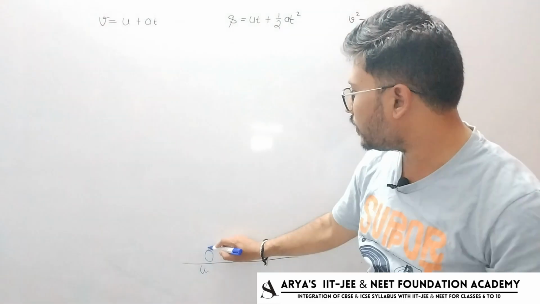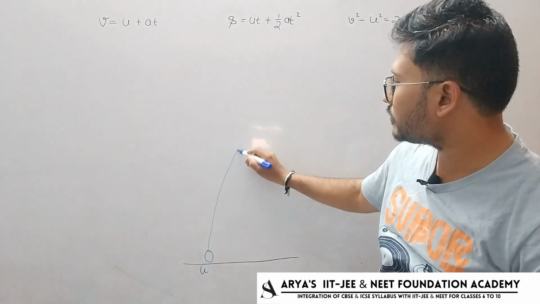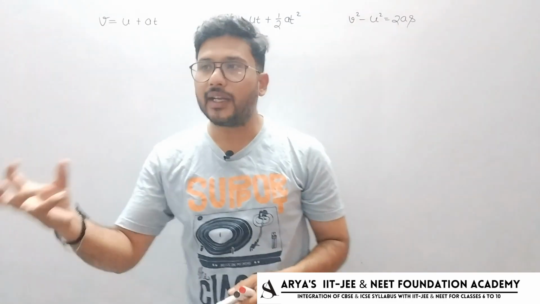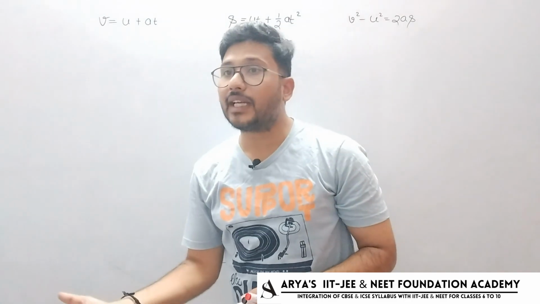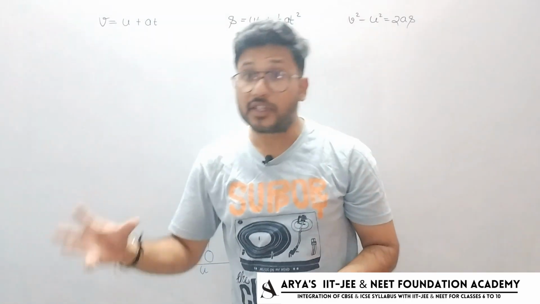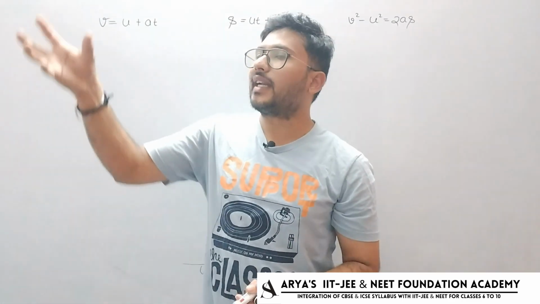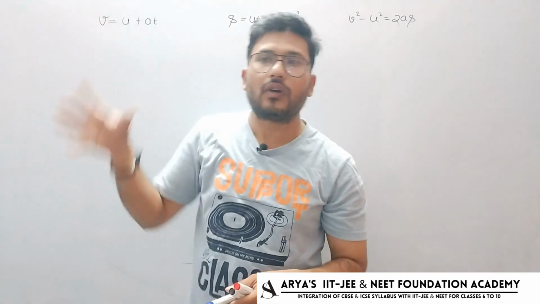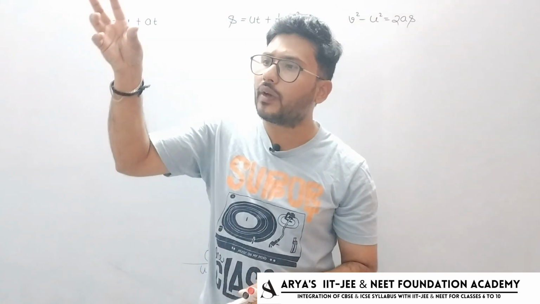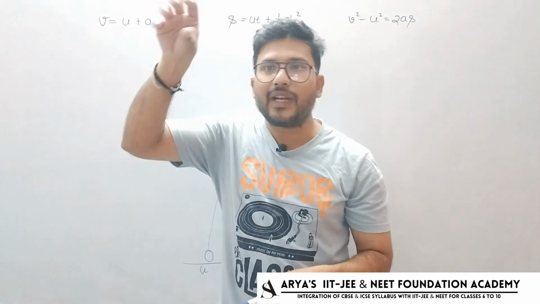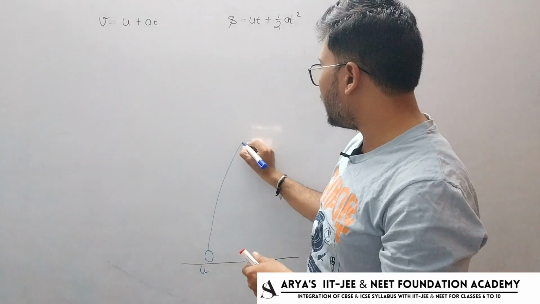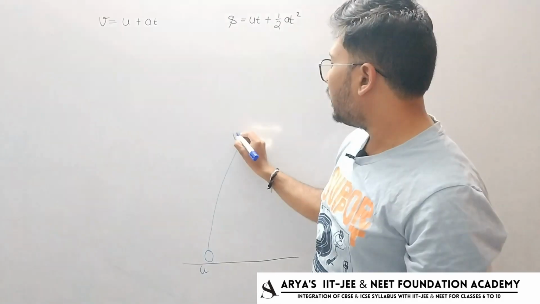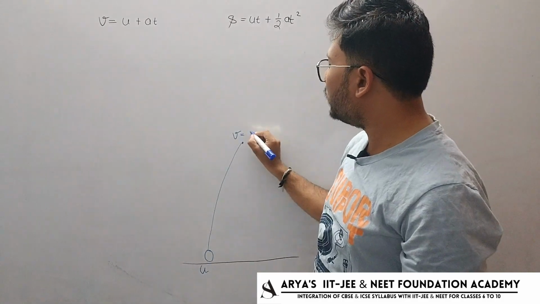Now the body is going up. If you observe practically, if you take a ball and throw it up, first it starts with greater speed. It moves a certain distance, its speed reduces, and slowly it becomes slower while going up, and at a certain point its speed becomes 0. This is the initial point, and this is the final point. So at the final point, what is the value? 0.